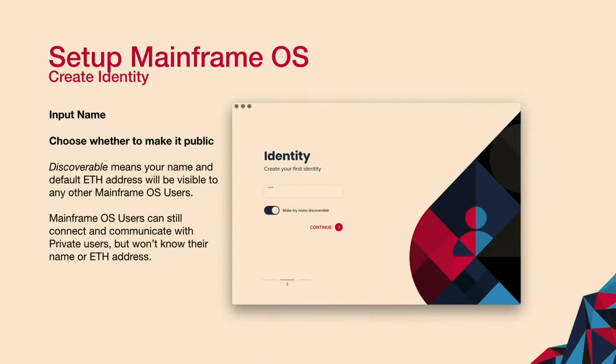We have this concept of discoverable. If you choose at this point to make yourself discoverable, you're basically allowing certain of your identity properties, which right now just includes your name and your ETH address, to be published in a way that other Mainframe OS users can query and find you. So we want to be upfront about the fact that some of your information will be out there. Out there means other Mainframe OS users can find it, so you know.